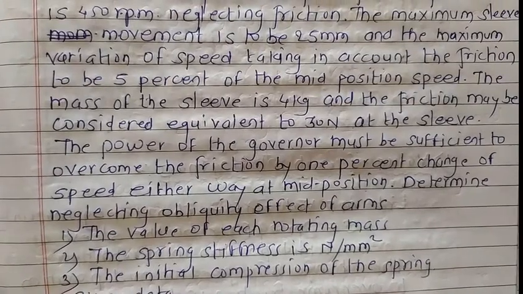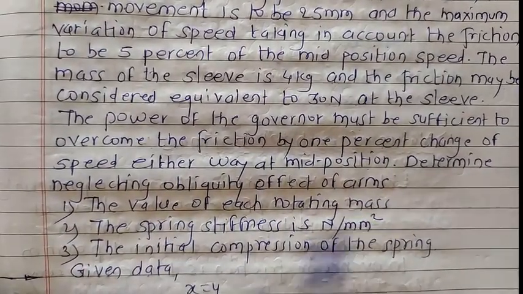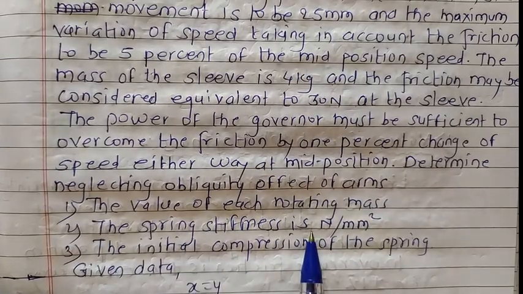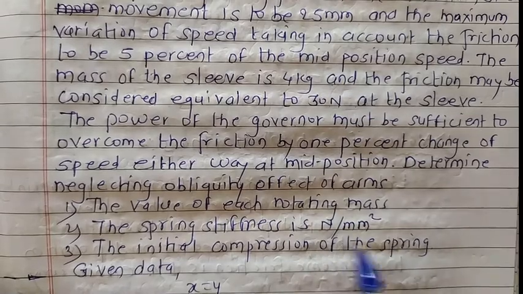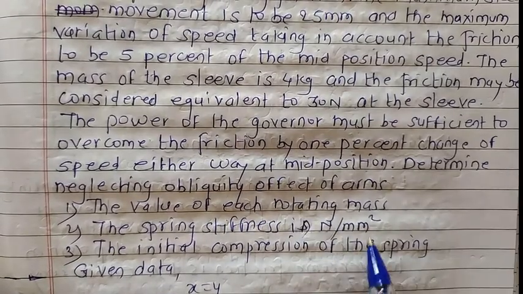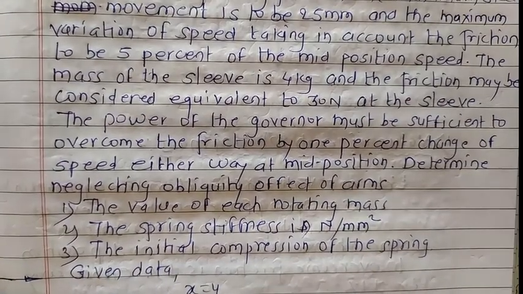First point, the value of each rotating mass. Second, the spring stiffness in Newton per mm. Third point, the initial compression of the spring.